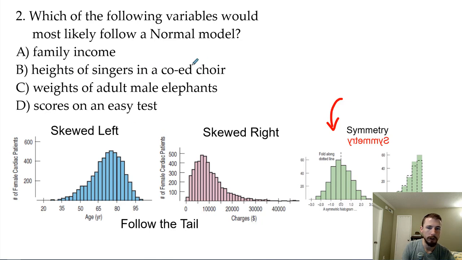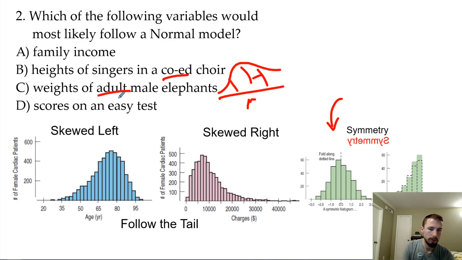Heights of singers in the co-ed choir, remember we said that would be bimodal because it's co-ed, keyword here, so that would not be a normal distribution, it would be bimodal. Weights of adult male elephants. All right, if they're adult male elephants, then it would probably follow a normal distribution. Okay, you're going to have whatever the average is, and then you're going to have some that are higher than that. You're going to have some that are lower than that as well.